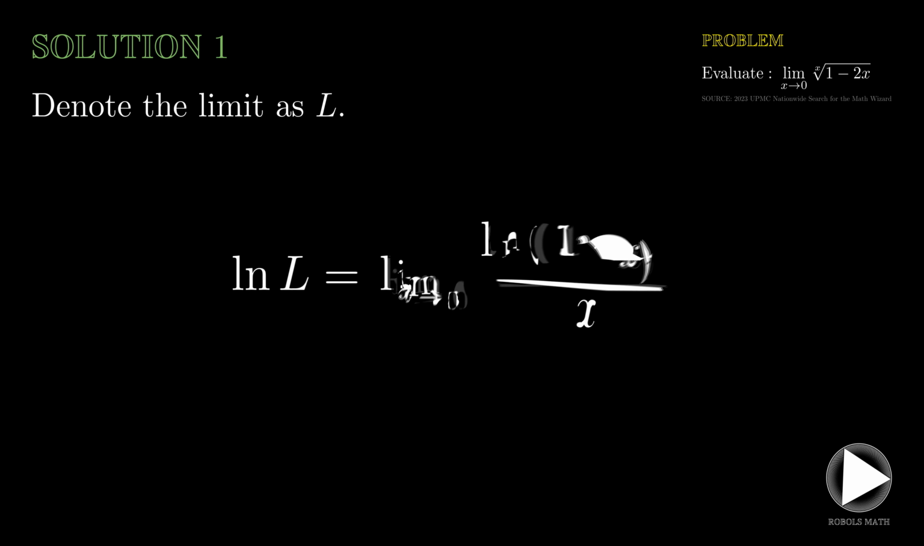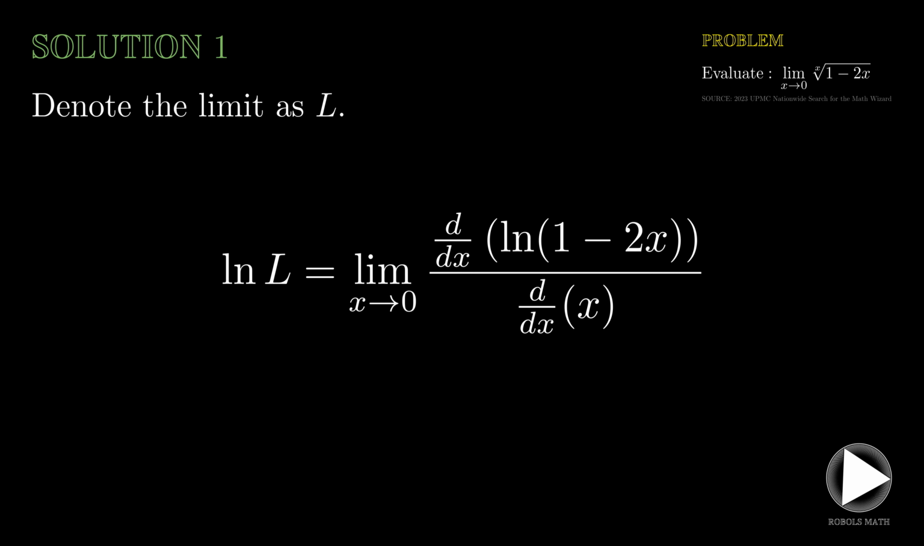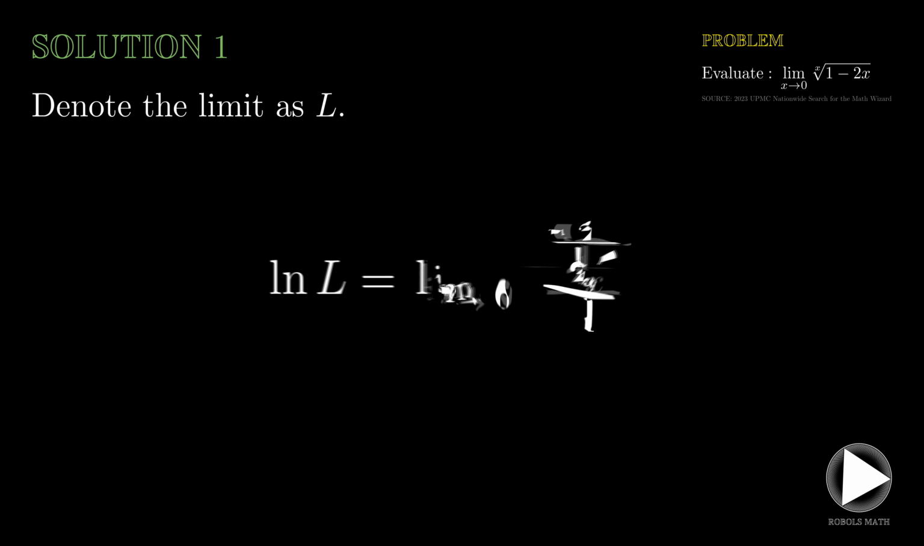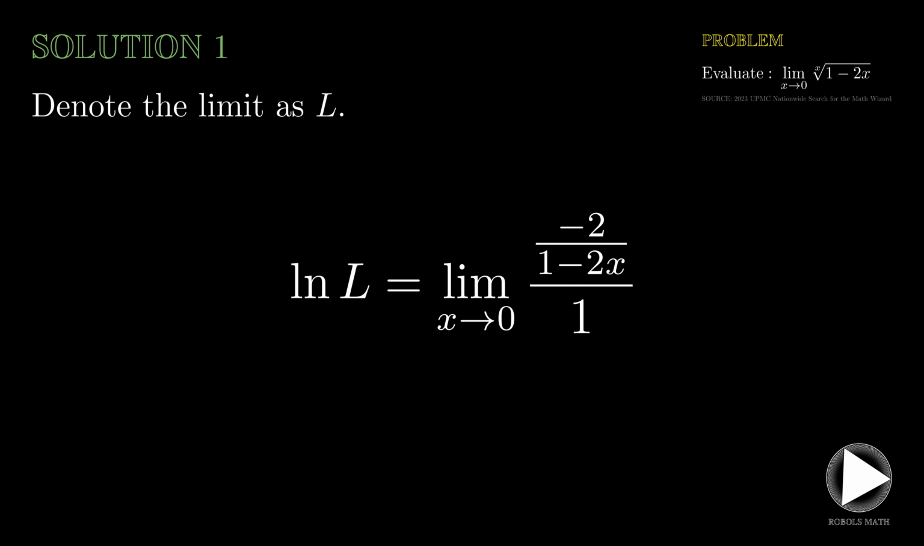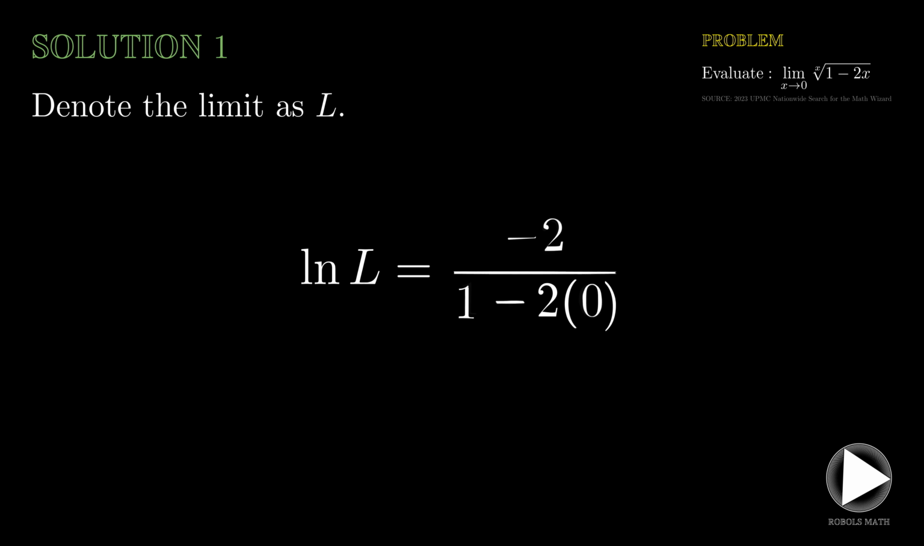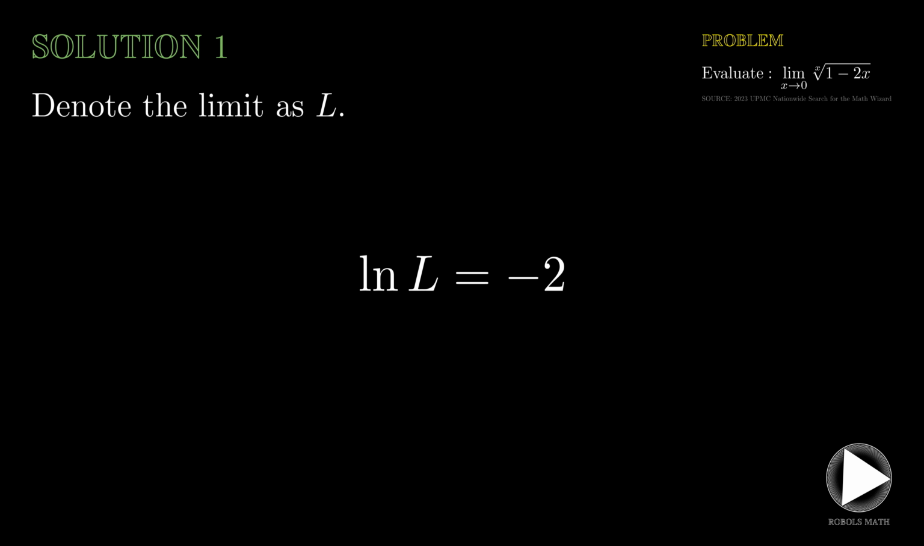We now apply L'Hopital's rule, and we take the derivative of the numerator and denominator. The numerator becomes negative 2 over 1 minus 2x, and the denominator becomes 1. Let's try to plug in x equals 0 once more, and we see that it leads to negative 2 over 1, or simply negative 2. Therefore, ln L approaches negative 2.